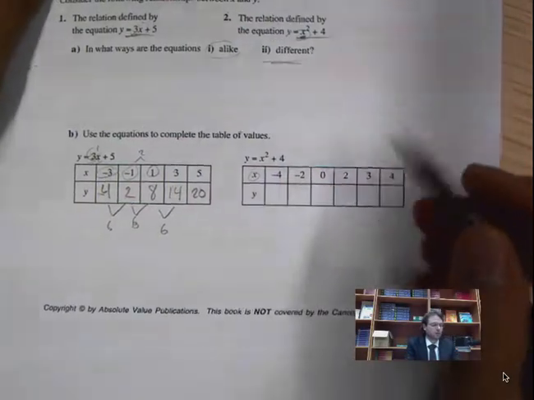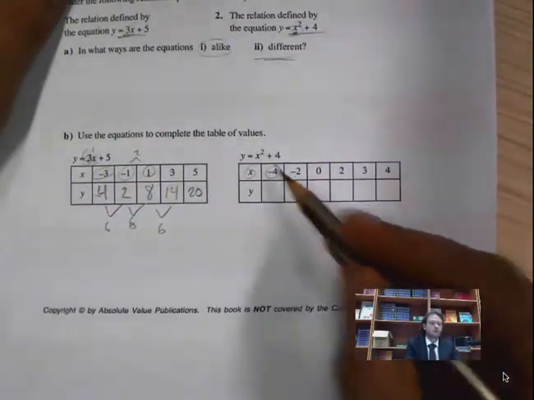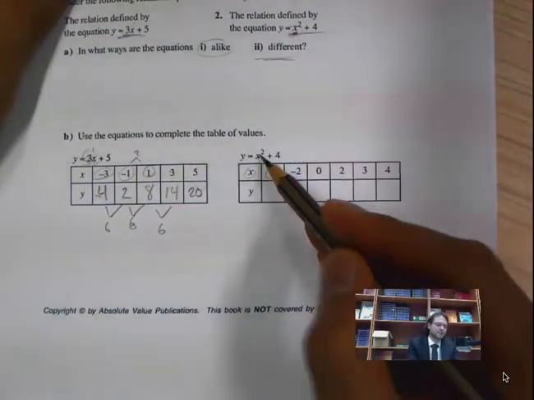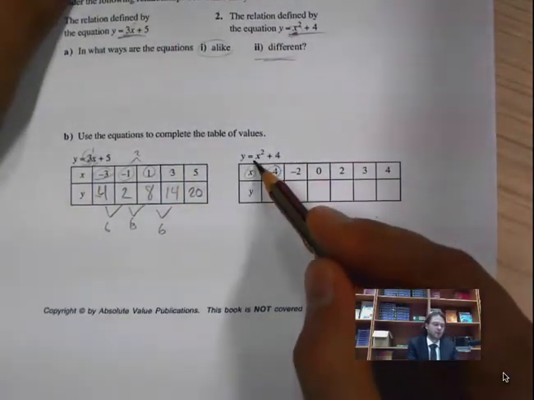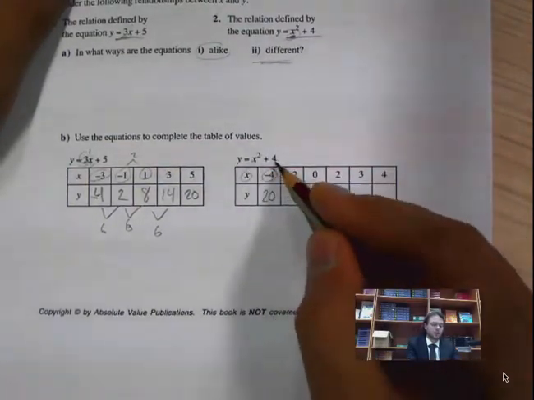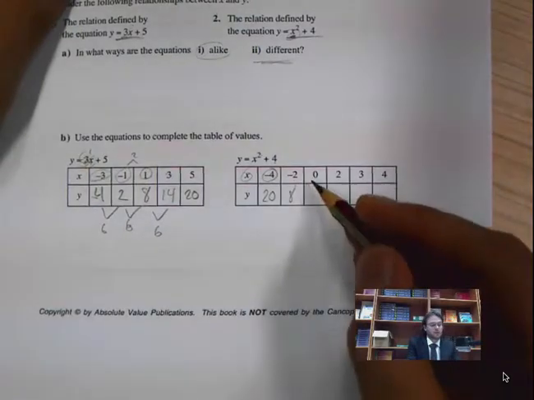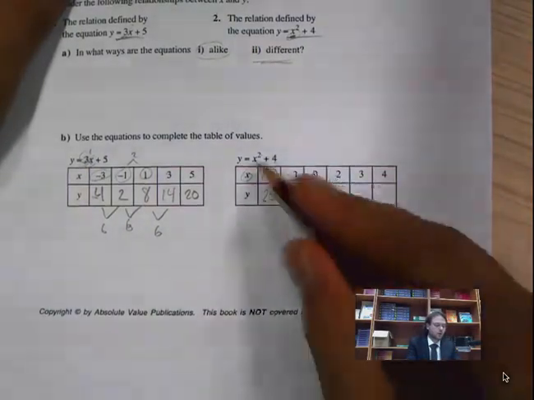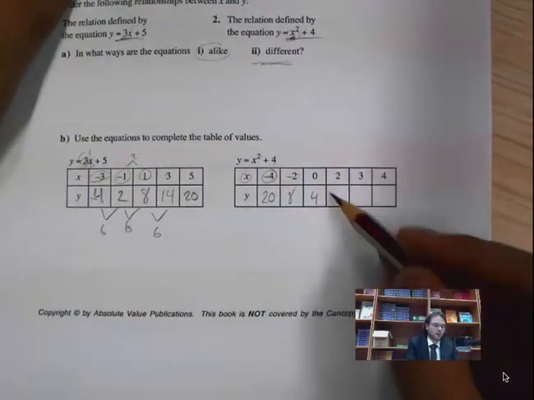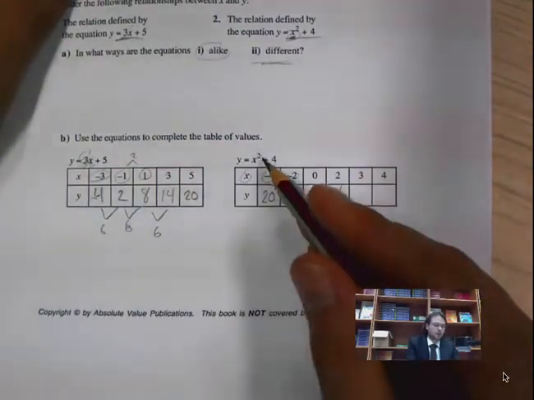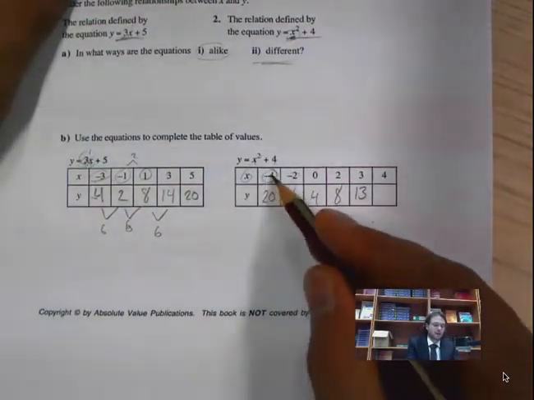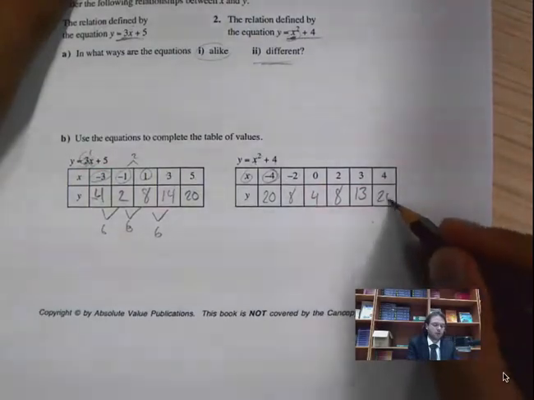We have x squared. Now, if I square a negative number, negative 4 times negative 4, that gives me 16. So we put a negative 4 for x. Negative 4 squared is 16, plus 4 is 20. Negative 2 squared is 4, plus 4 is 8. 0 squared is 0, plus 4 is 4. 2 squared is the same as negative 2 squared. That's equal to 4, plus 4 is 8. 3 squared is 9, plus 4 is going to be 13. And 4 squared is the same as negative 4 squared. Then we add 4, we're going to get 20.